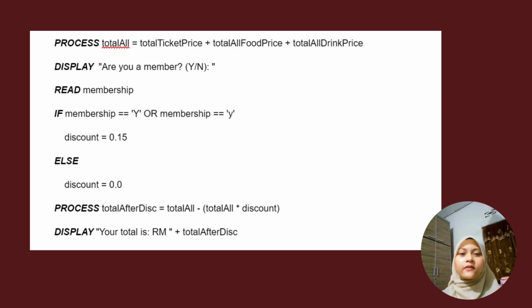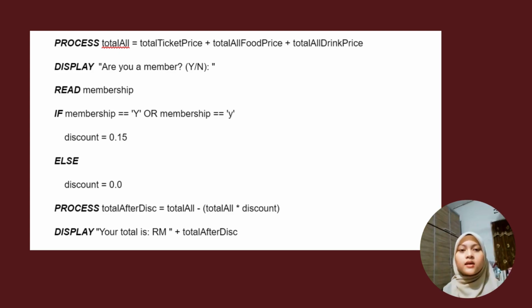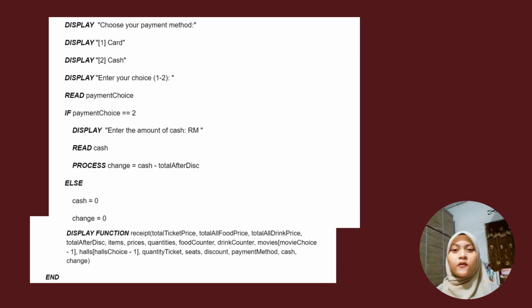The program will calculate the price after discount by using the formula total after discount equals total all minus the amount of total all times discount. Then the program will let the user know the total they should pay. This will be used for the payment step. For payment, our program has 2 types of payment method, which are cash and card. Using selection, the program will ask the user to choose the payment method they prefer. The user will enter the code 1 for card or 2 for cash and the program reads the payment choice.